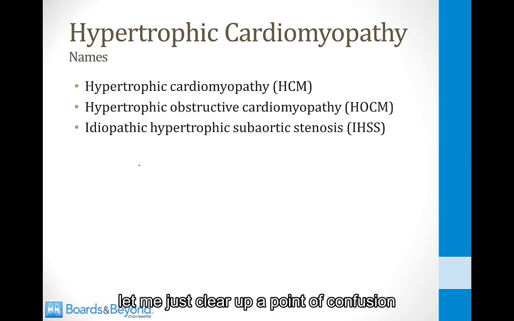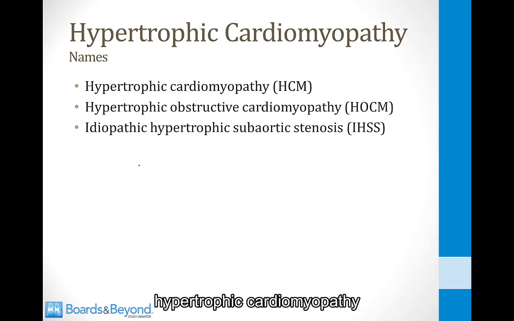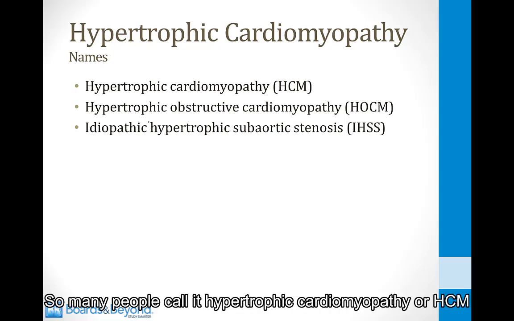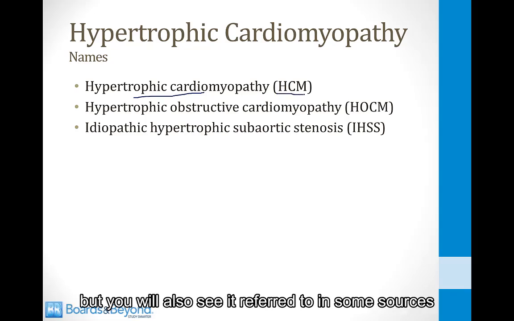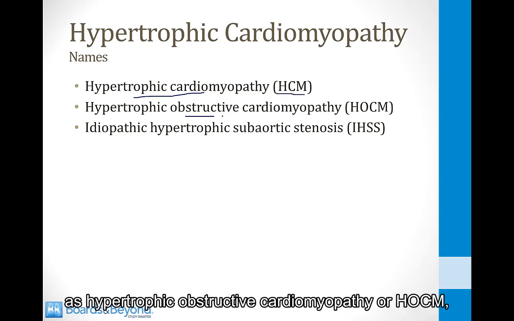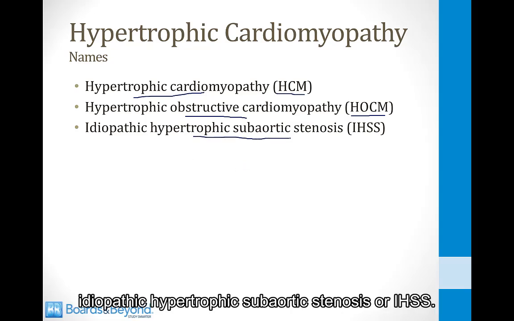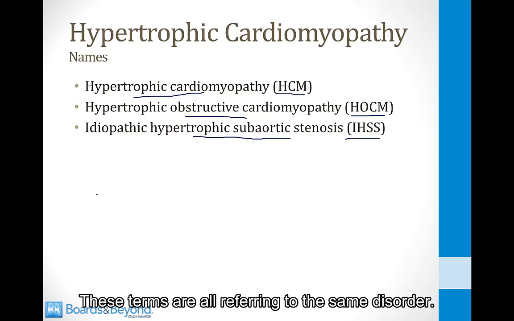Before we go any further, let me just clear up a point of confusion. Hypertrophic cardiomyopathy goes by a number of different names, and this can be confusing when you're a student. So many people call it hypertrophic cardiomyopathy or HCM, but you will also see it referred to in some sources as hypertrophic obstructive cardiomyopathy or HOCM, and there are also some older sources that will call it idiopathic hypertrophic subaortic stenosis or IHSS. These terms are all referring to the same disorder.